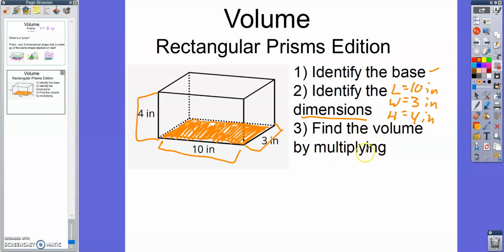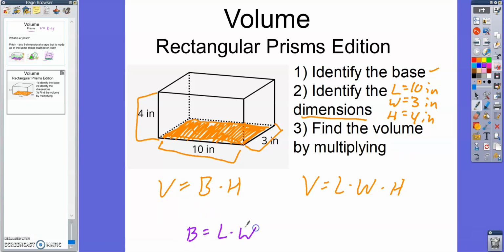Now, we can find the volume by multiplying. Multiplying what? Depends how we look at it. Volume can either be, as I said before, base times height, or for a rectangular prism, you can also do it by doing length times width times height. Why? Well, because the base, a rectangle here, the base is length times width. That rectangle at the bottom can be found by doing length times width, or 10 times 3. So I could do those either way.